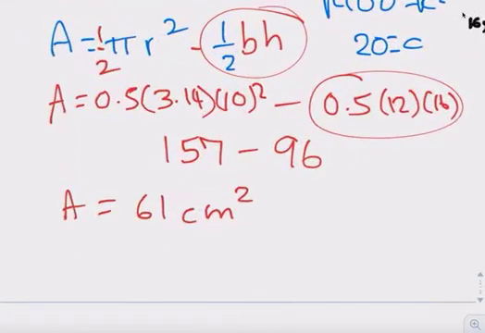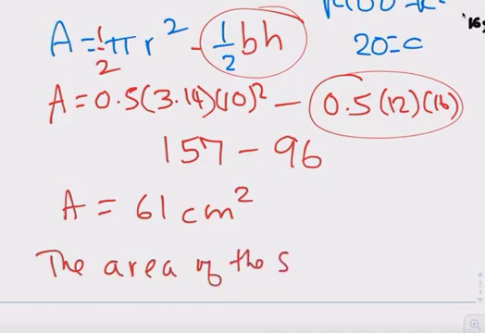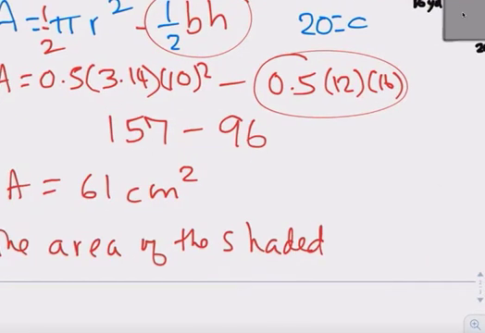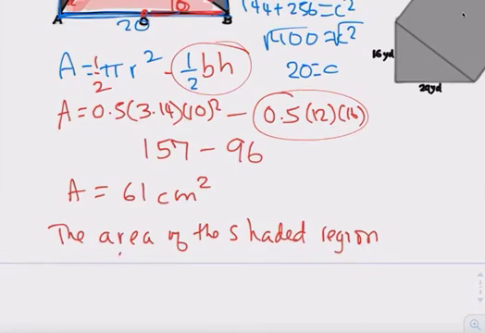So you put that. The area of the shaded region. Okay, please, tomorrow's test, make sure you write it in a complete sentence. The area of the shaded region is 61 centimeters squared.